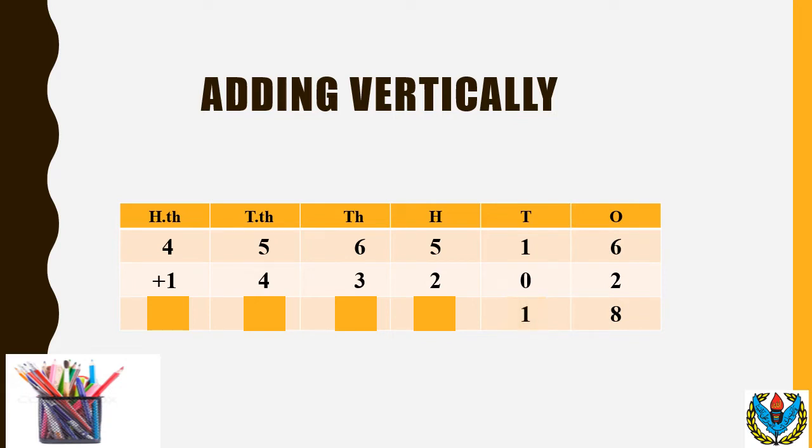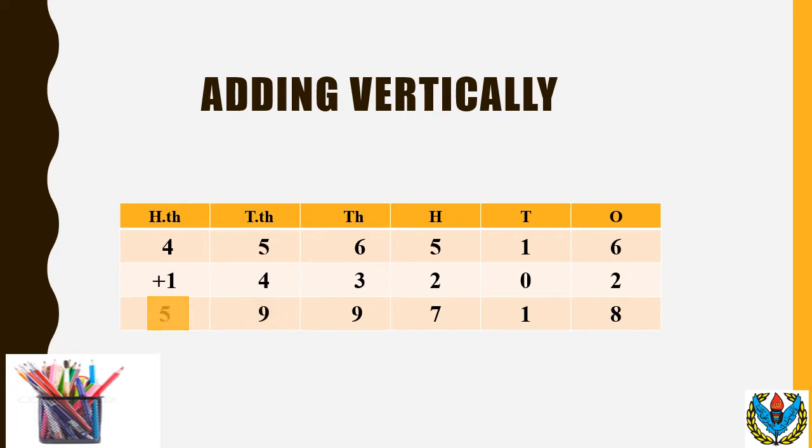Next, further towards hundreds place, the numbers are 5 and 2. And 5 plus 2 is equals to 7. Next, in the thousands place, here the numbers are 6 and 3, and 6 plus 3 is equals to 9. Now in 10,000s place, the numbers are 5 and 4, and by adding them we will get 9.